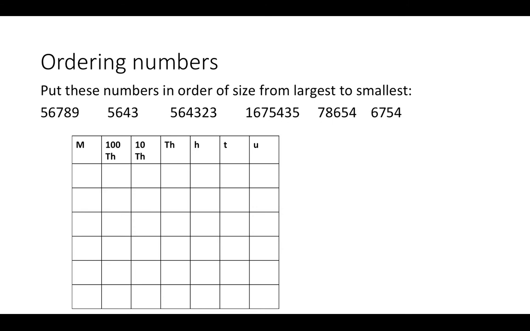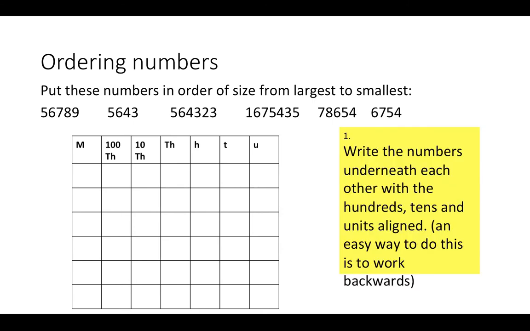And I've drawn a grid so I can rewrite the numbers under the appropriate headings. So I write the numbers under each other with the hundreds, tens and units aligned. An easy way to do this is to work backwards. So if I look at the first number, by putting the units in first and working backwards, I make sure that every column is filled.